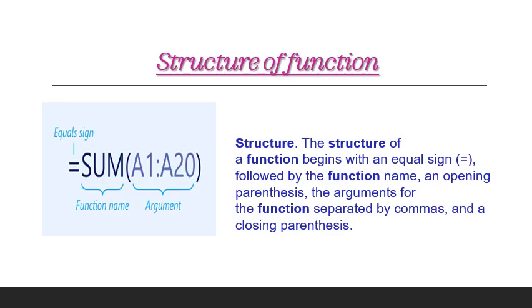Next is the structure of a function. What is the structure? The structure of a function begins with the equals to sign. This is the equals to sign. The structure always begins with the equals to sign. Then the function name. This SUM is the function name. Then open parenthesis. Then the argument list. So this entire thing is the structure of the function.